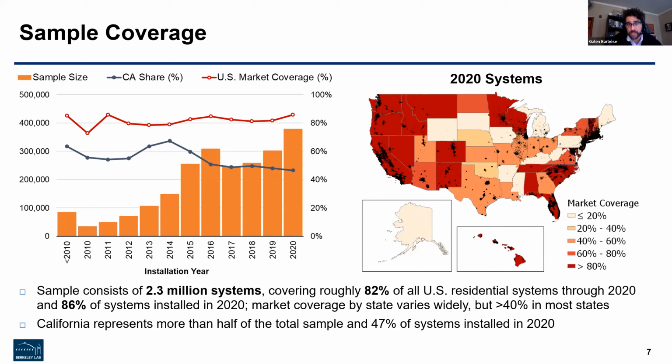The map on the right-hand side just shows a snapshot from 2020, showing the market coverage by state. And you can see, most states we've got pretty decent coverage. The darker colors, particularly in the more active solar markets, though certainly there are some states where our coverage is not nearly as strong.